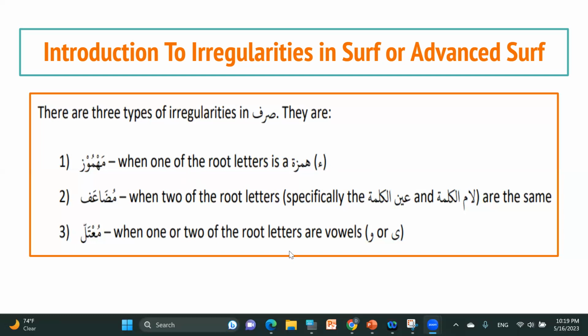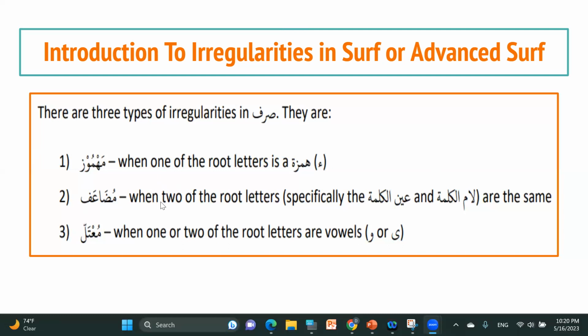The first irregularity is when one of the root letters is Hamza. So either the Fa kalma is Hamza, or the Ain kalma is Hamza, or the Lam kalma is Hamza. Then that fail is called Mahmooz.